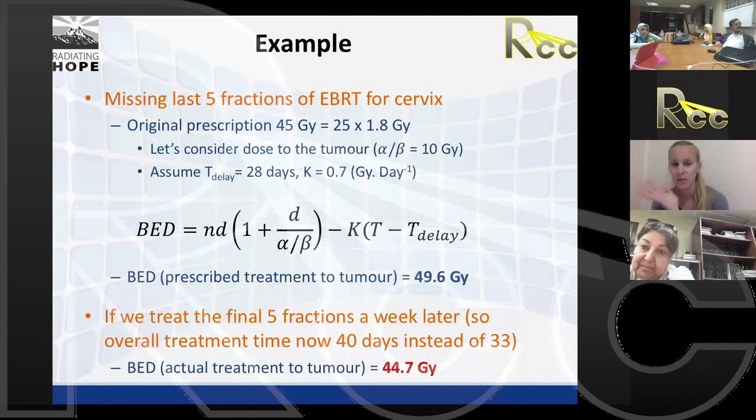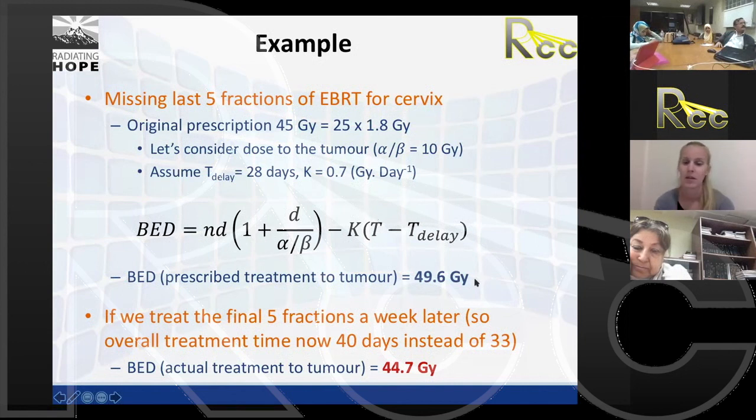So just as a worked example, if we've got a patient and they've missed their last 5 fractions of external beam therapy for the cervix for whatever reason, so let's just say the original prescription was 25 fractions, 1.8 gray per fraction. Let's just think about the tumour to start with, our alpha beta ratio of 10. So we're going to assume the time for rapid repopulation for our cervix tumour is 28 days, okay? And the K value to compensate for repopulation is 0.7 gray per day to go into this equation.